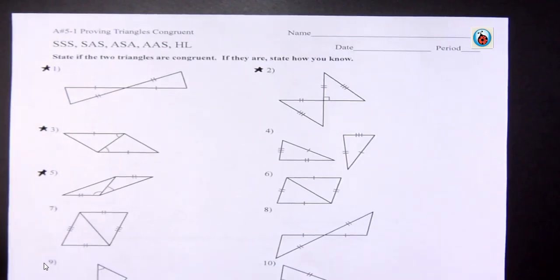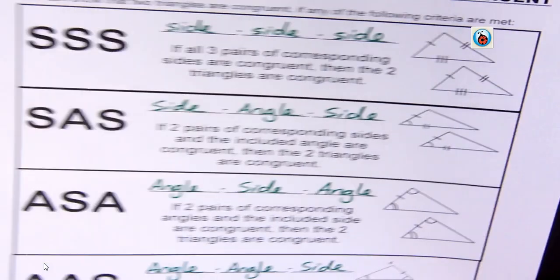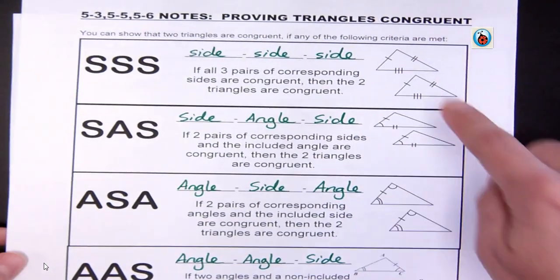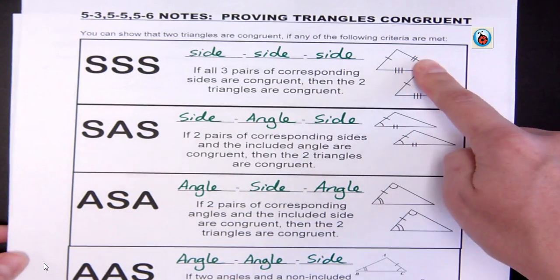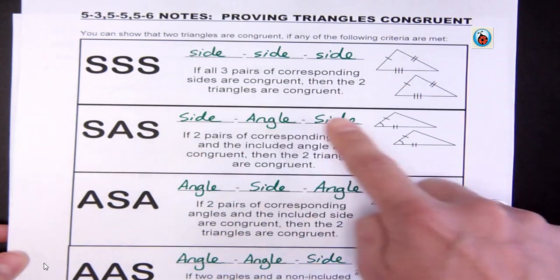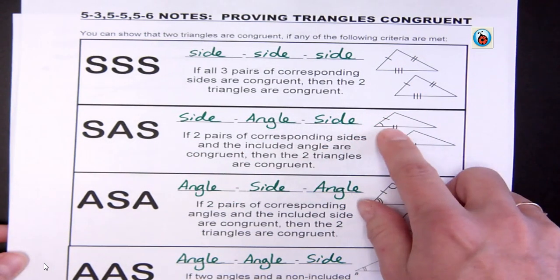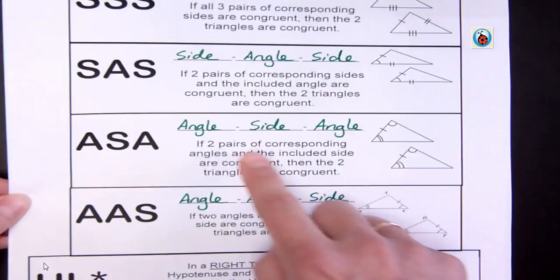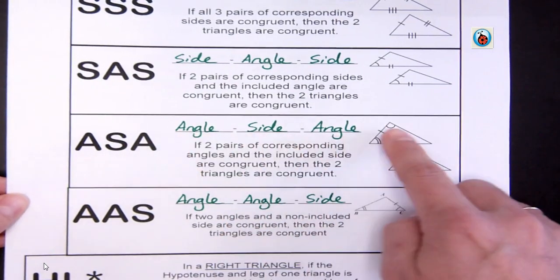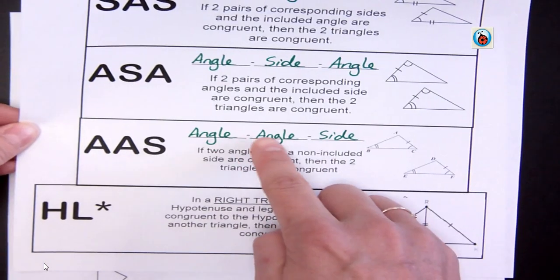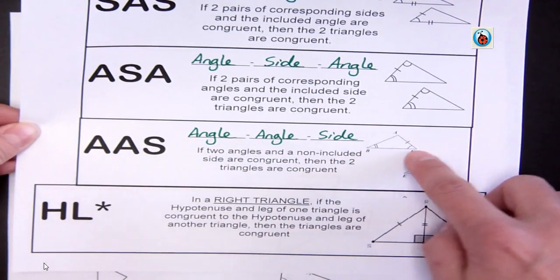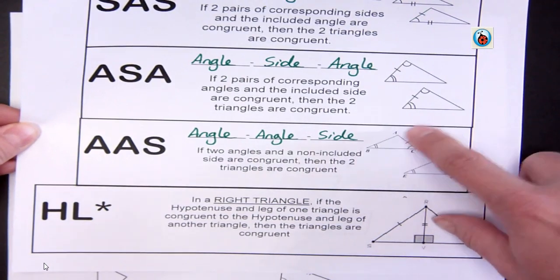Okay, so now we're taking the information from your foldable, or from this sheet, and going to mark our triangle. So we're looking for either three sides that are the same, a side, an angle, and a side with them all touching each other, or angle, side, angle with the side in between the two angles, angle, angle, side with two angles and the side over here instead of in between.